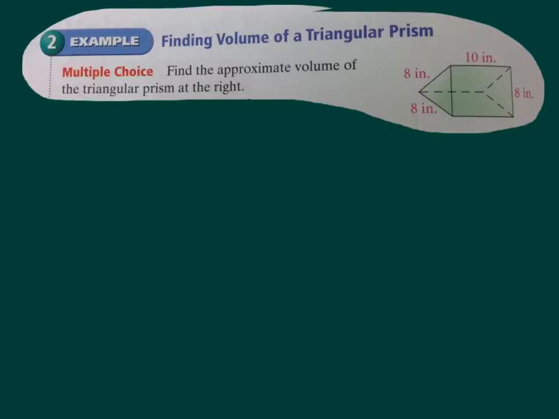Example number 2 says, find the volume of the triangular prism. Again, the base of a triangular prism is going to be the triangles. The lateral faces are the rectangles. So please pause the video while you try to get this volume.